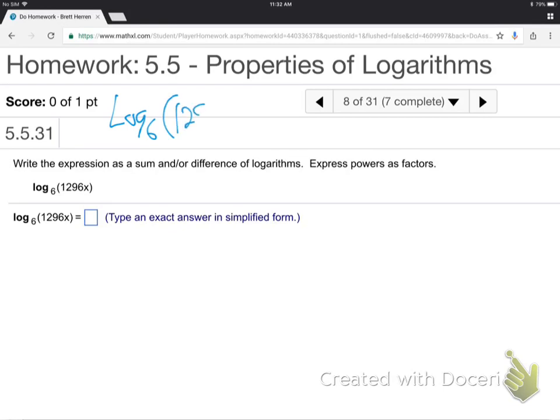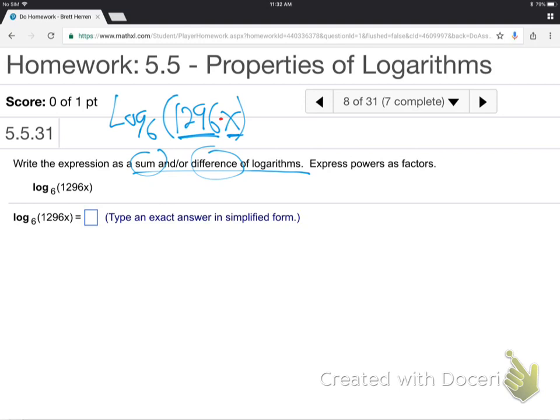Log base 6 of 1296x. All right, so they want me to write it as a sum or difference of logs. So they want me to take this 1 log and make it 2 logs added or subtracted. That's what they're saying. Write it as a sum or difference, adding or subtracting. So take that 1 log and make it 2. How can I do that? What's in the middle between 1296 and x? It's nothing, which means multiply, huh?